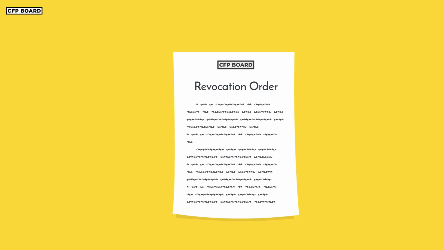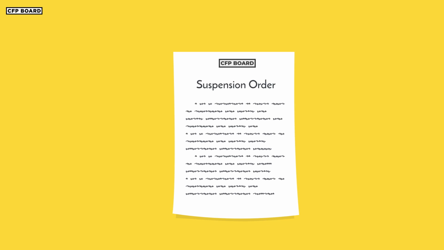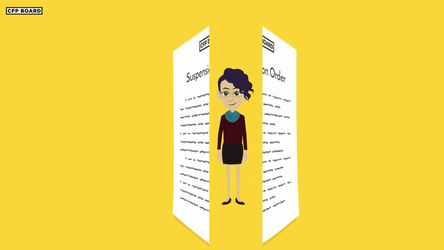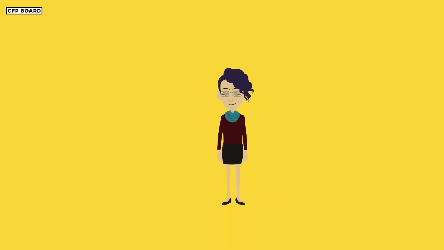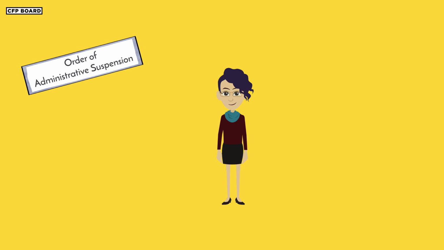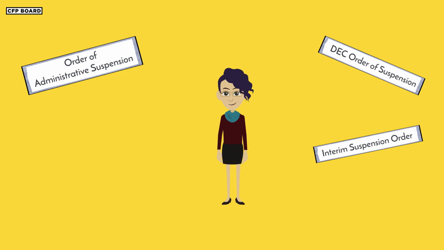Revocations of CFP certification are permanent. With suspensions, it may be possible to reinstate your certification. Reinstatement after an administrative suspension and reinstatement after a DEC-issued suspension that is not an interim suspension are discussed next. For reinstatement after an interim suspension, please refer to the Procedural Rules for more information.